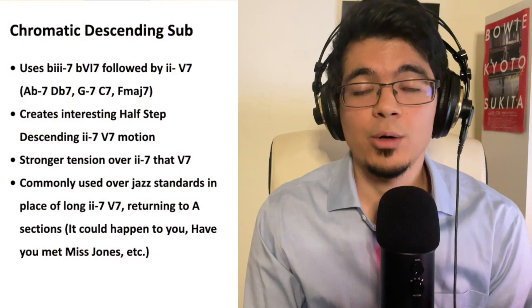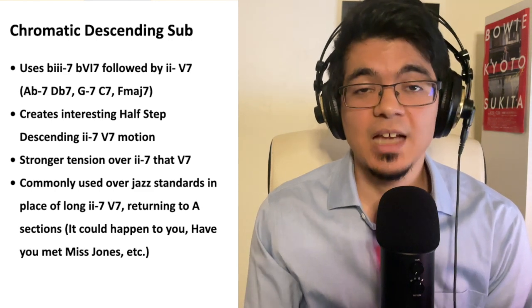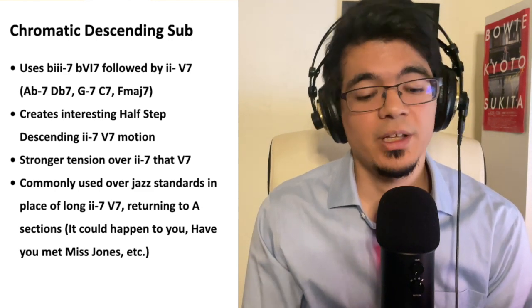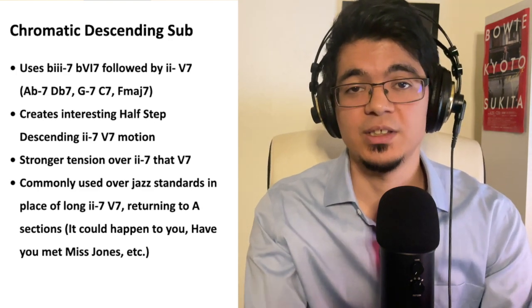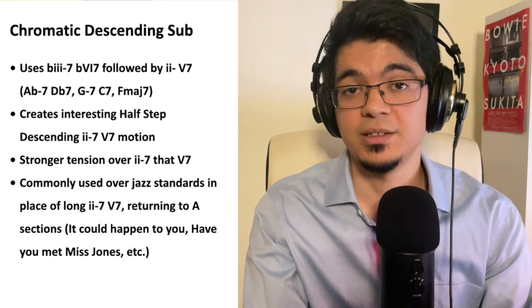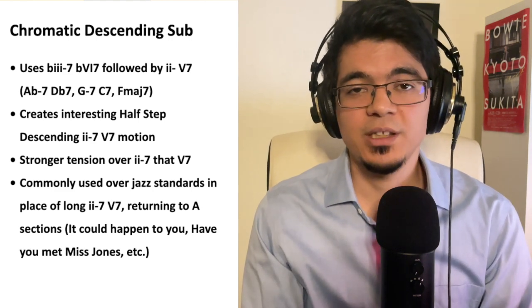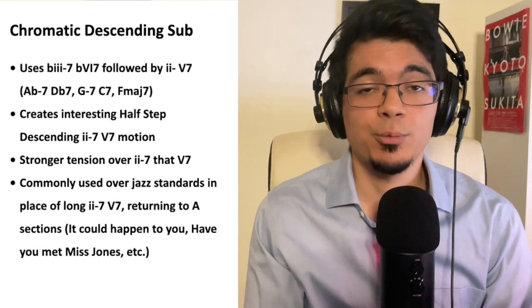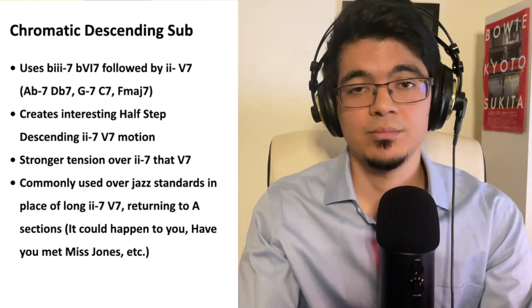This next substitution is the chromatically descending substitution, and again borrows from up a half step, but will be implied entirely over our 2 chord, giving us a chord progression of something like A flat minor 7, D flat 7, G minor 7, C7 to F major. This particular substitution is often used as a reharmonization over songs like Have You Met Miss Jones?